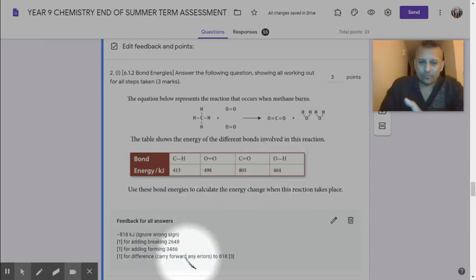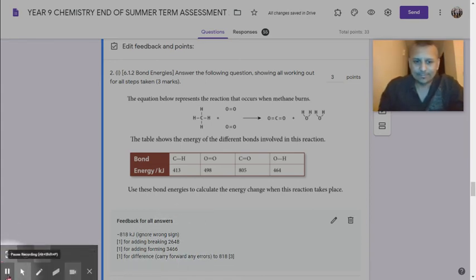So for bond forming, you should have 3466. Again, it had to be right on the money there. And then what you needed to do is calculate the reactants. So you did that in the first step, calculate the products, and then subtract the products from the reactants, and you got 818 as your final answer.